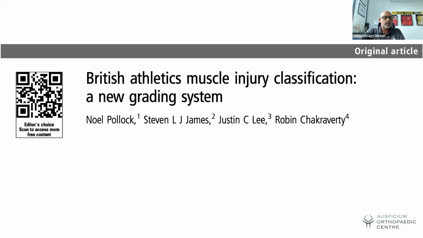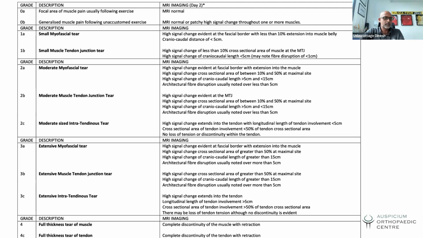Later, in the British Athletics medical team. So Noel Pollock is currently the head of British Athletics Medical. Robin Chakravarti was there as the head, and then he moved on to football. Sorry, I digress. But they basically started their own classification system because they were seeing a lot of muscle injuries in the athletes that they were looking after. And so they put together this table.